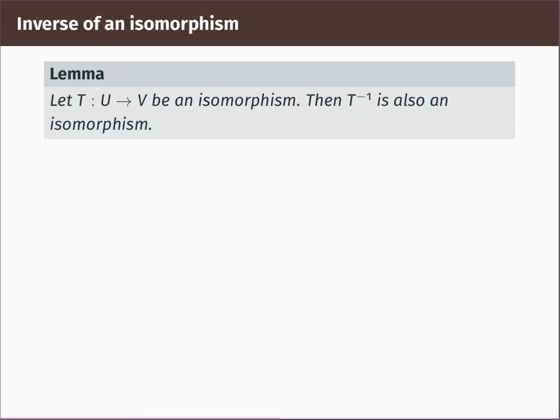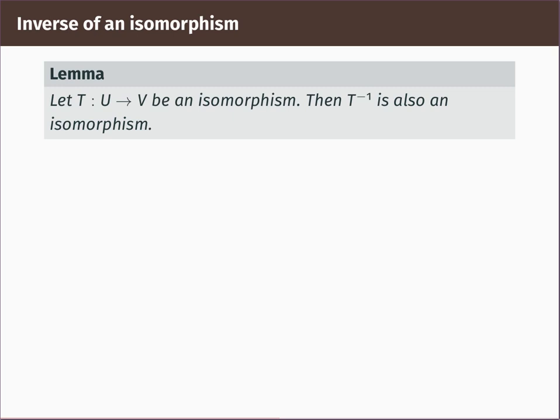So one of the nice properties of isomorphism is that it gives you what's called a symmetric relation on vector spaces. That means if U is isomorphic to V, then also V is isomorphic to U. So in some sense, the notion of isomorphism shares some of the properties of the notion of equality. Certainly if A equals B, then B equals A, no matter what things A and B are. And similarly, if U is isomorphic to V, then V is isomorphic to U.